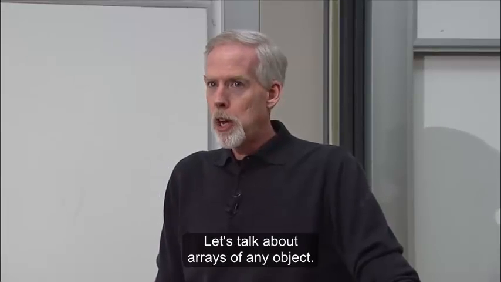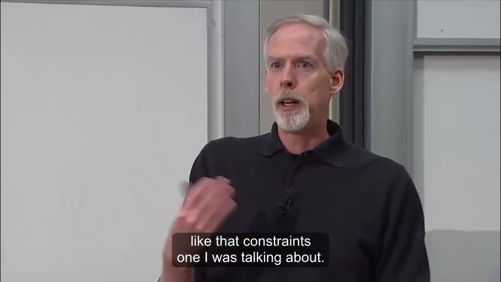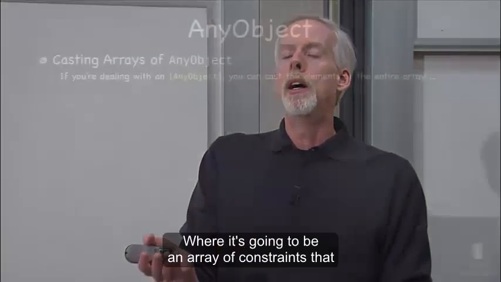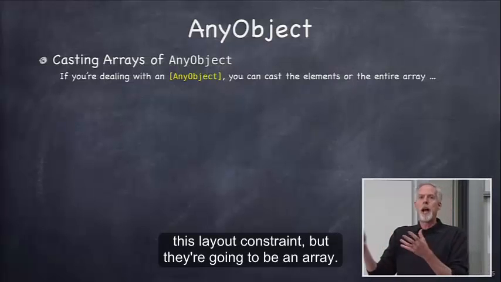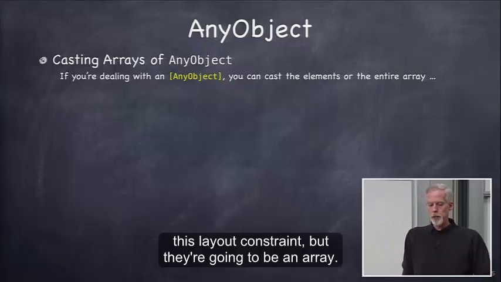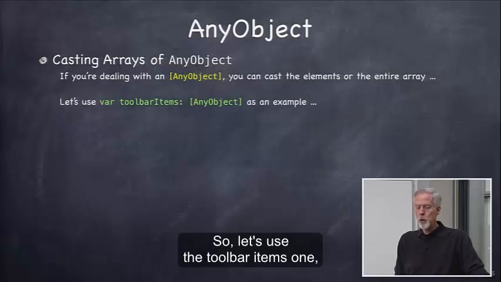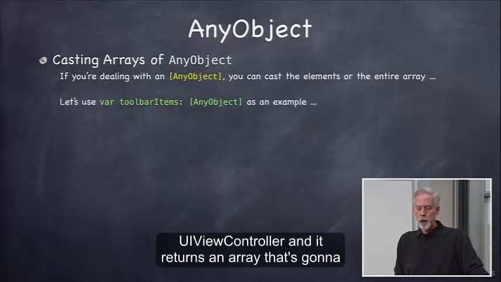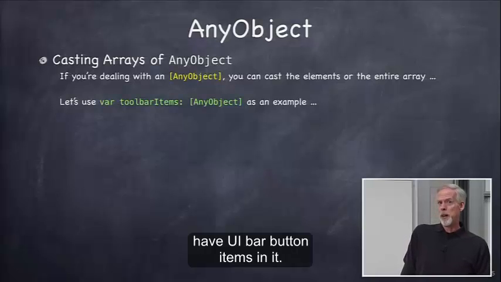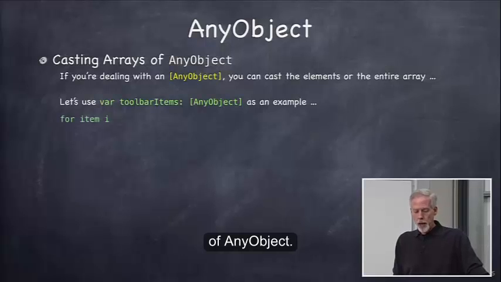Okay. Let's talk about arrays of any object. Because sometimes you're going to get an array of any objects back, like that constraints one I was talking about, where it's going to be an array of constraints that are any object, but I know they're going to be NSLayoutConstraints. So you can do some interesting things with casting there. Let's use the toolbar items one. That toolbar items is a property in UIViewController, and it returns an array that's going to have UIBarButtonItems in it, but for historical reasons it returns the square bracket of any object.